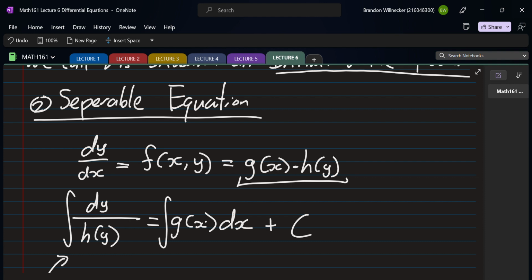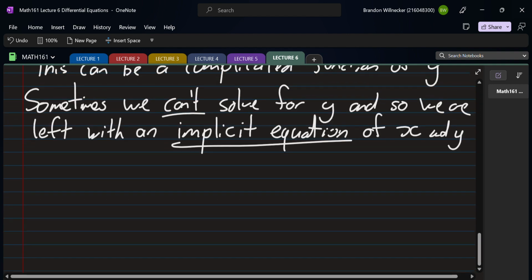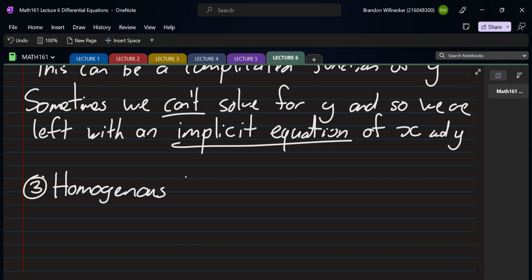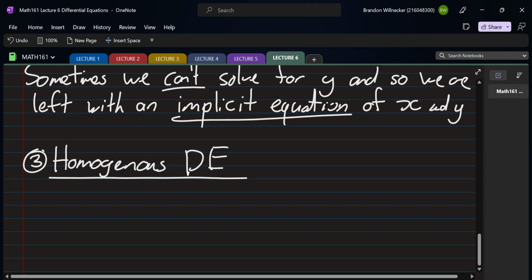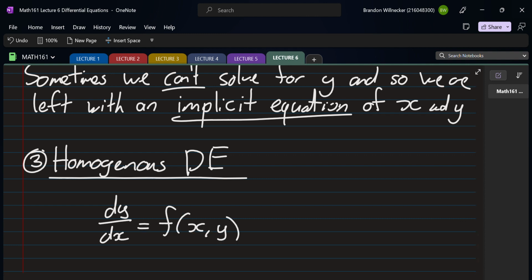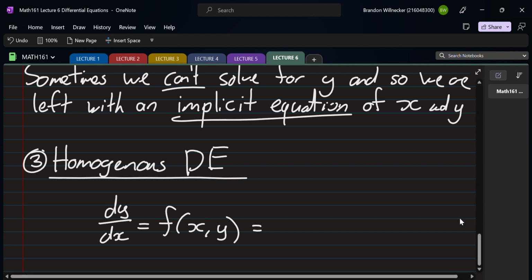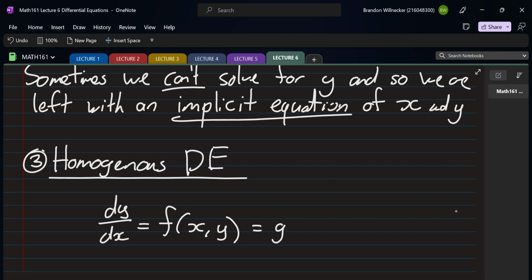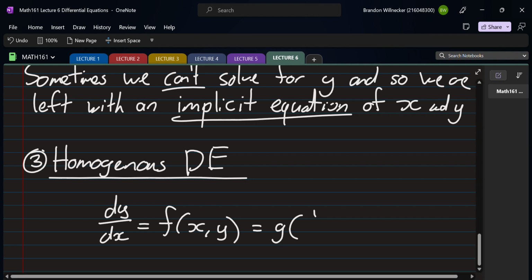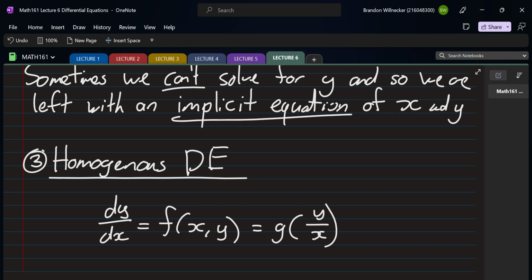Okay, the last one that we're going to be looking at today is called a homogeneous differential equation. Again, we have our dy/dx equal to f(x, y). And again, we're going to be looking at a particular form of this. We're going to be looking at situations where we can write this right-hand side as g(y/x). In certain situations, this right-hand side can be written like this. If that's possible, then we call this a homogeneous differential equation.